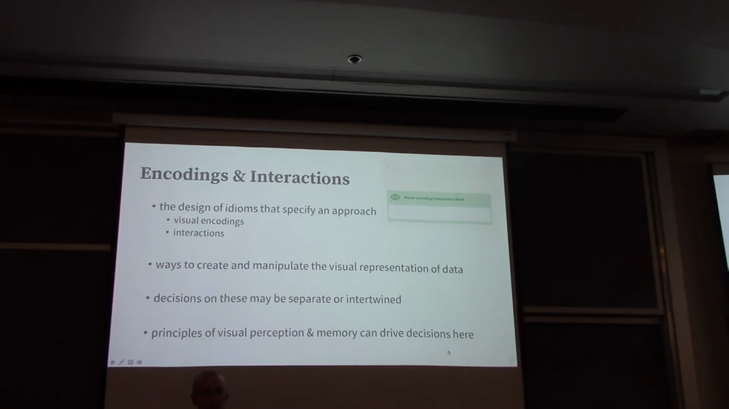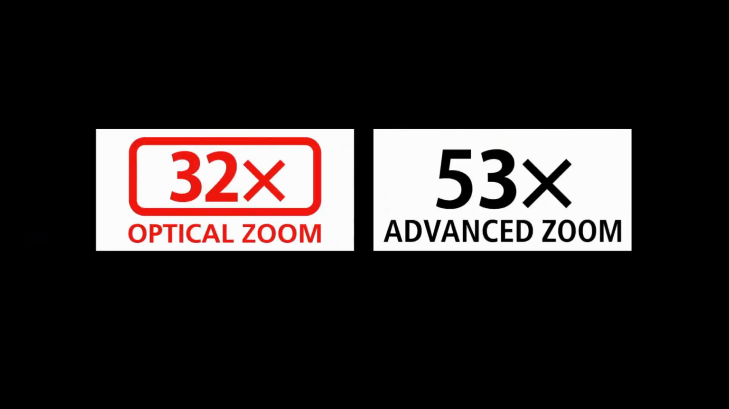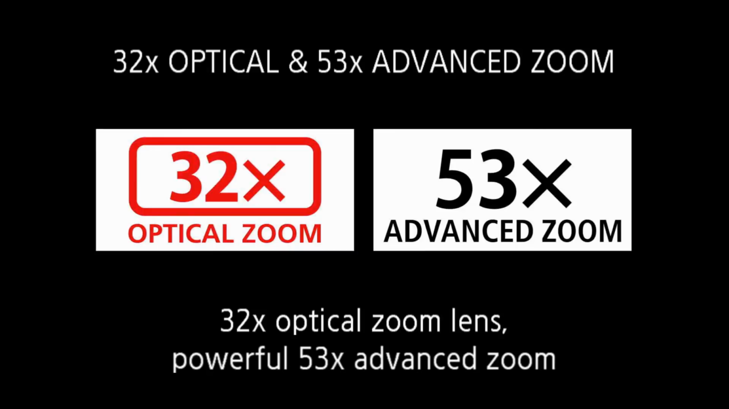And this is a way to create and manipulate the visual representation of your data. So that creation, that first step, is going to be about the visual encoding, and then that manipulation really is the interaction that the user will perform. And the decisions that you make here are often kind of separate. If you have multiple views, you might make some decisions in one view for a certain type of encoding, but they can be intertwined, or maybe you'll have one interaction, a selection in one view that will affect another view.